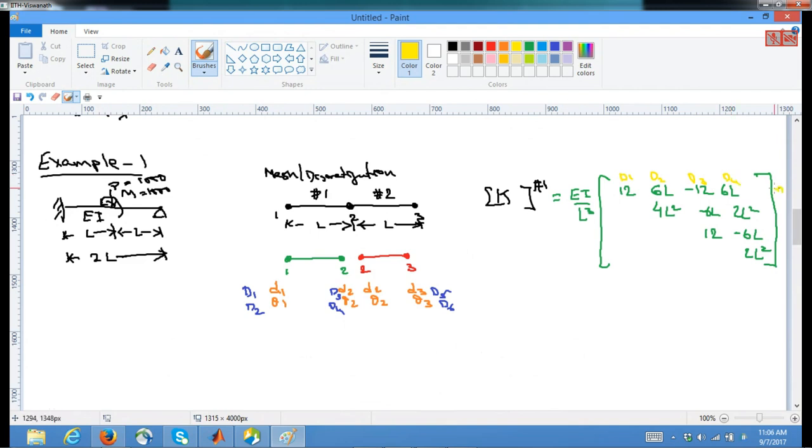This is again d1, d2, d3, d4. Similarly, we have the second element, which is also the same because the length of both the beam elements happens to be the same L and the stiffness is also EI. So it bears the same stiffness matrix. So it would also have very similar things.